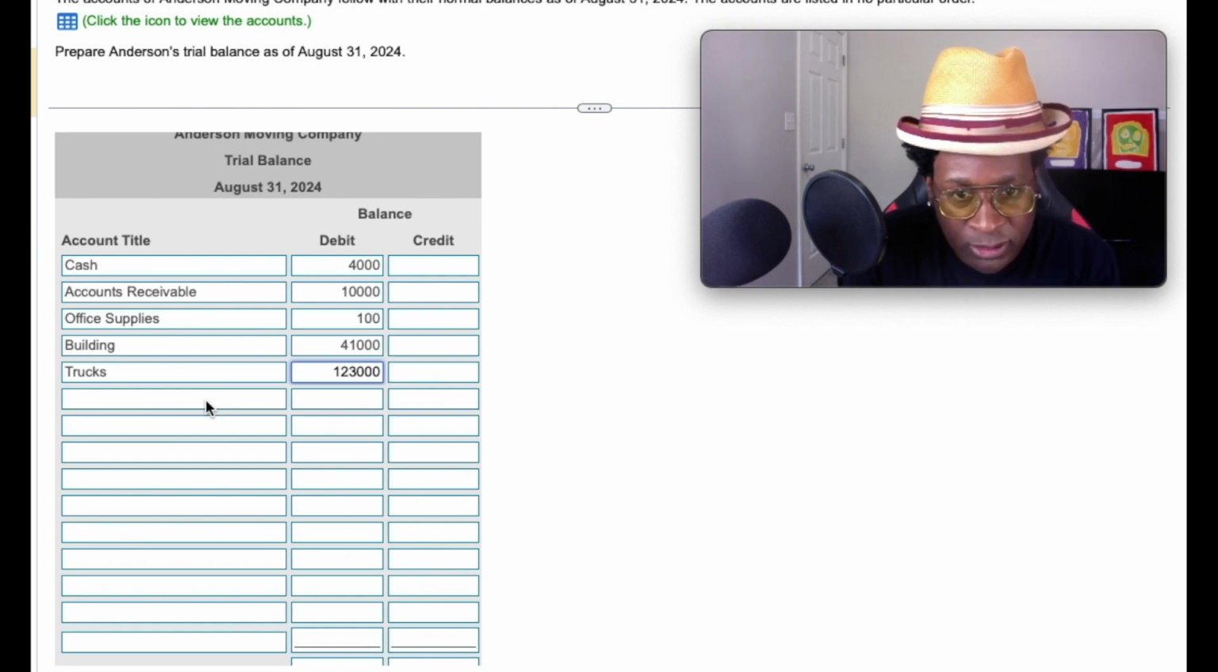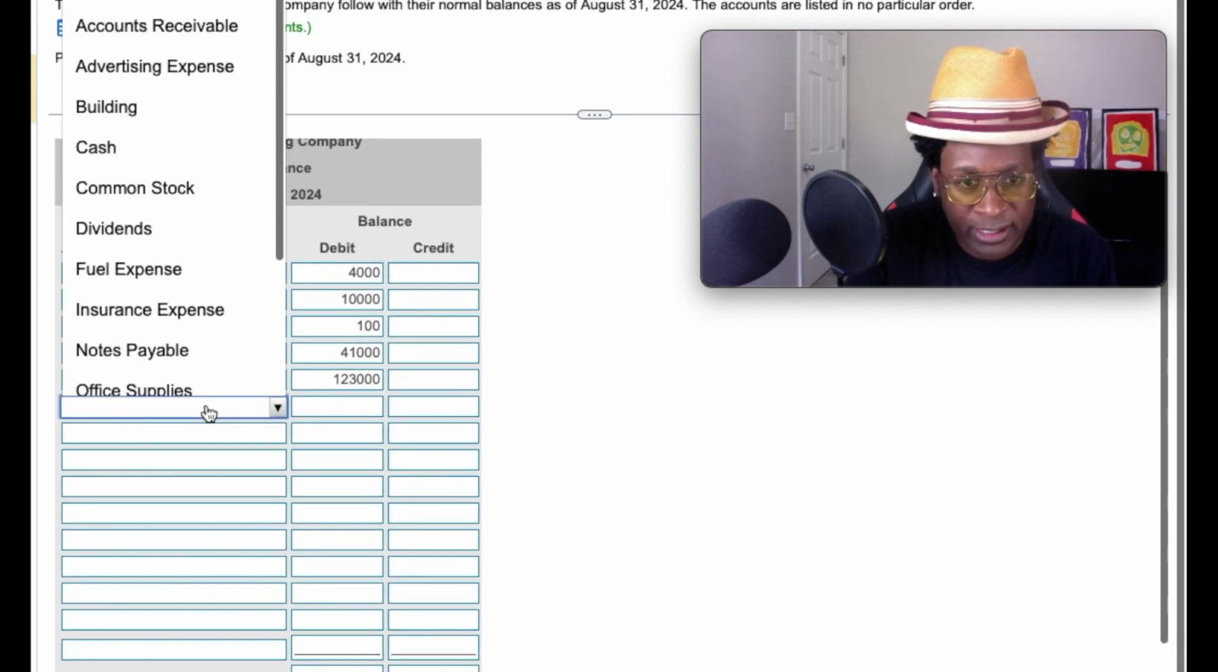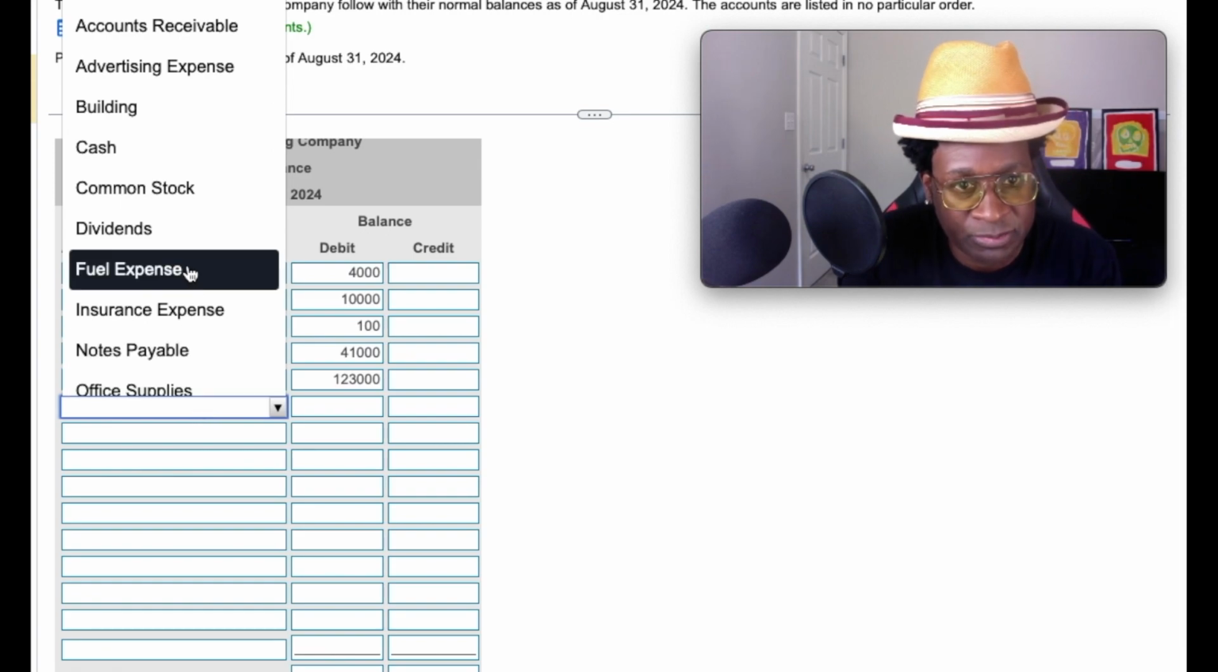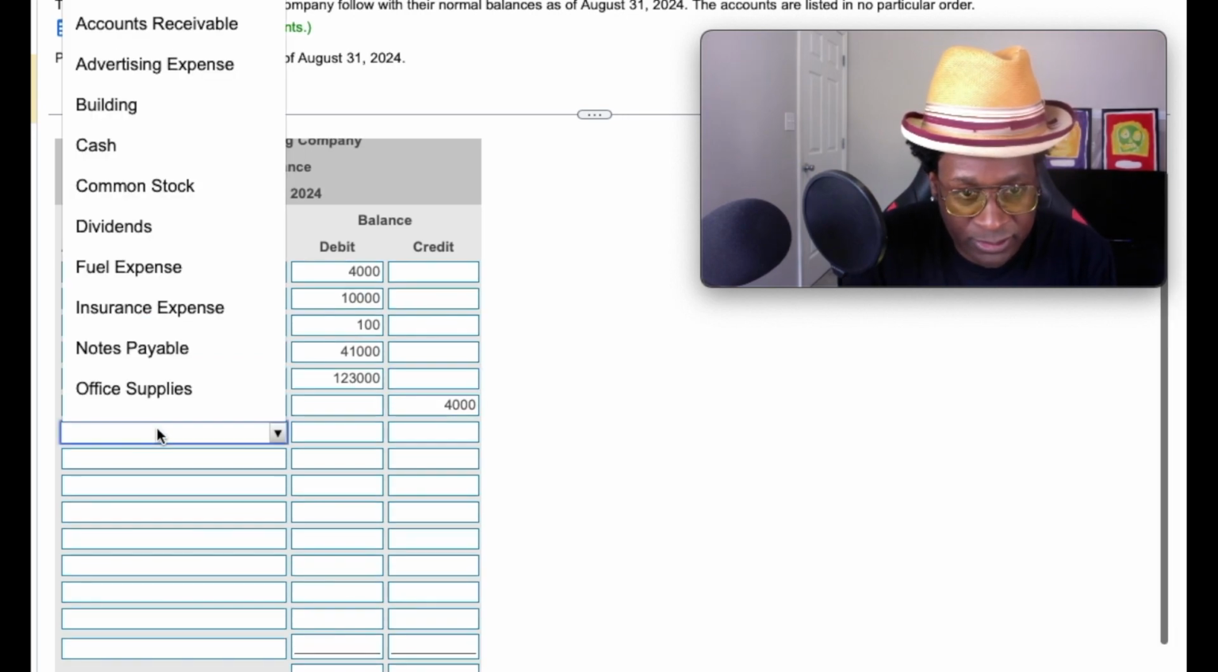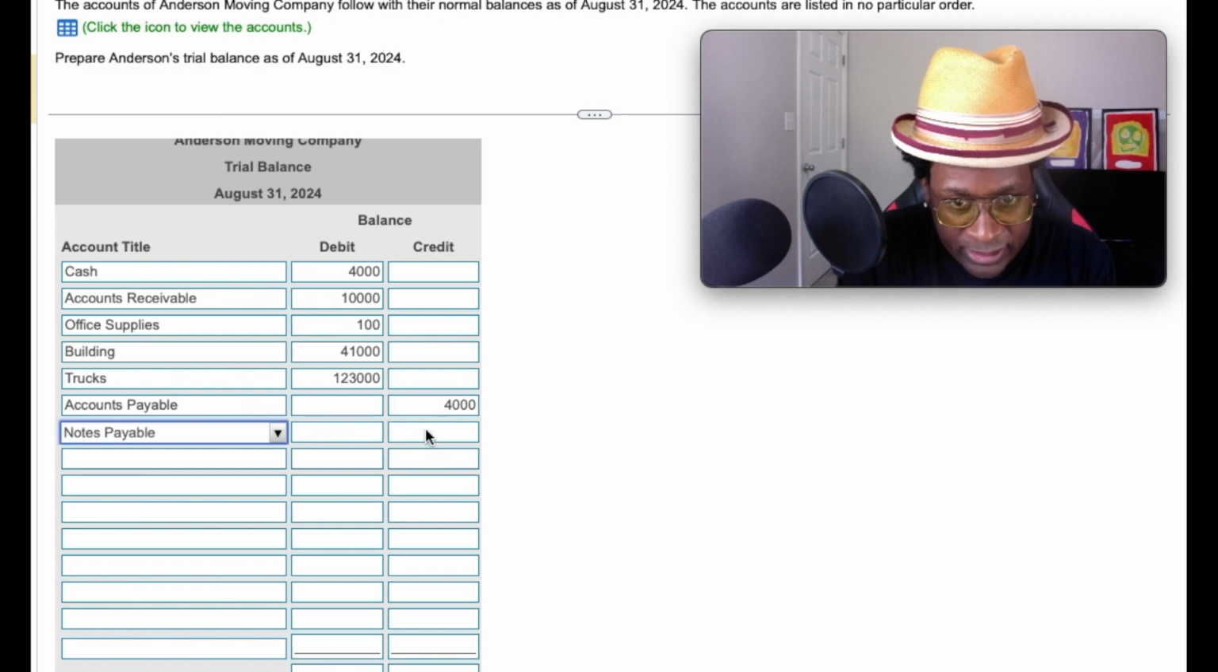So now we're going to go to our liabilities, and our first liability will be accounts payable, which has a credit balance of $4,000. Then we're going to go to our notes payable, which also has a credit balance of $56,000. That's all of our liabilities now, gang.